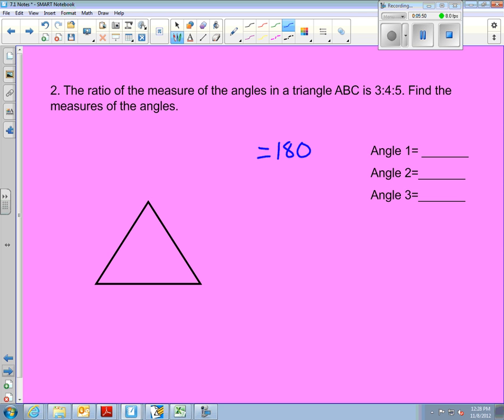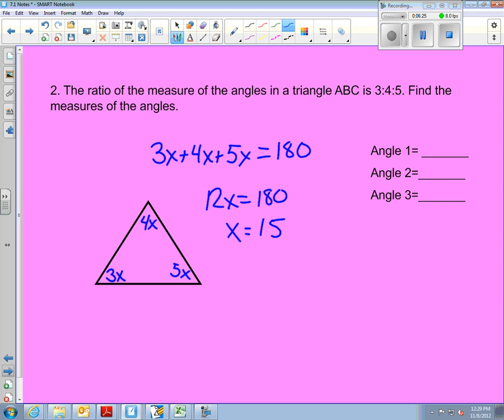And we know that this one is going to be 3 times something, this one will be 4 times something, and this one will be 5 times something. Now you can put them in any of the angles because it doesn't matter which one is specific. So we're going to take 3x plus 4x plus 5x, and that's going to add up to our 180. If we add those, we get 12x equals 180, and divide both sides by 12, and we find our x to equal 15.